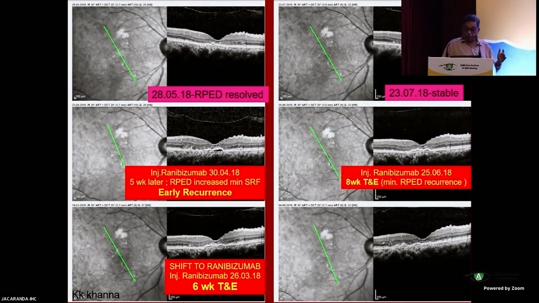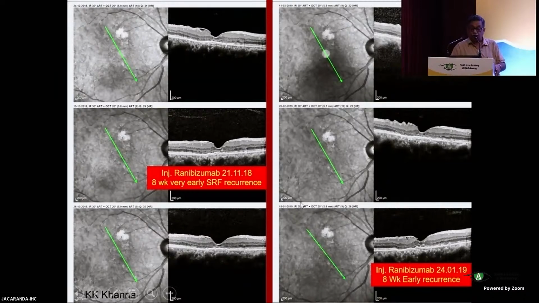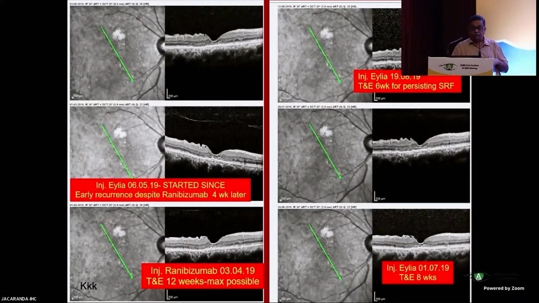That means we started with ranibizumab, shifted to aflibercept, and came back to ranibizumab. This time ranibizumab could also last longer. And we even managed one time of 12 weeks. But unfortunately, after this initial 12 weeks, he again went to 8 weeks. He would get a recurrence. And then once when we were absolutely okay, he got a recurrence within 5 weeks.